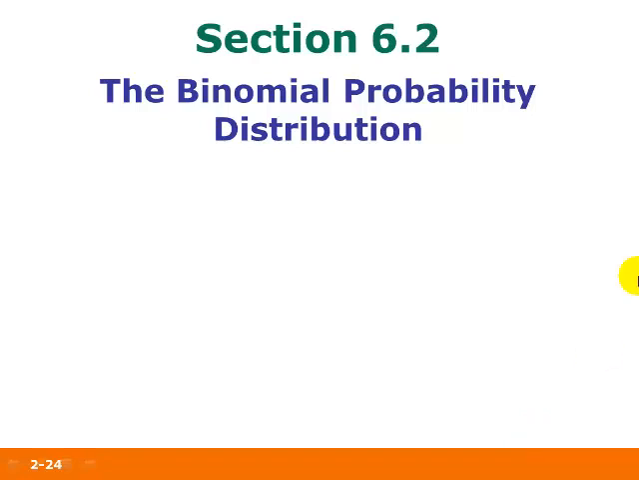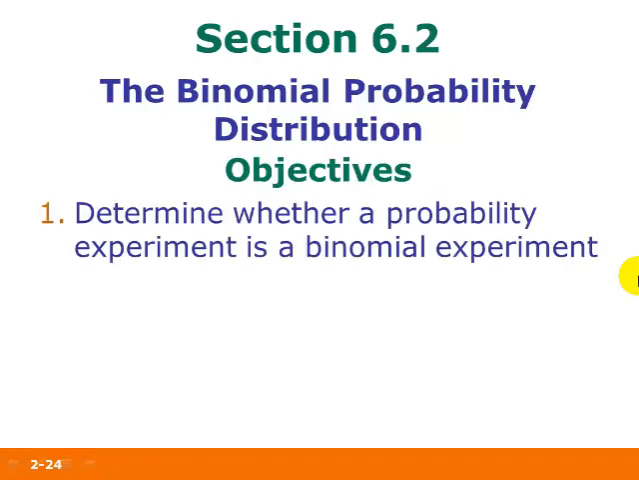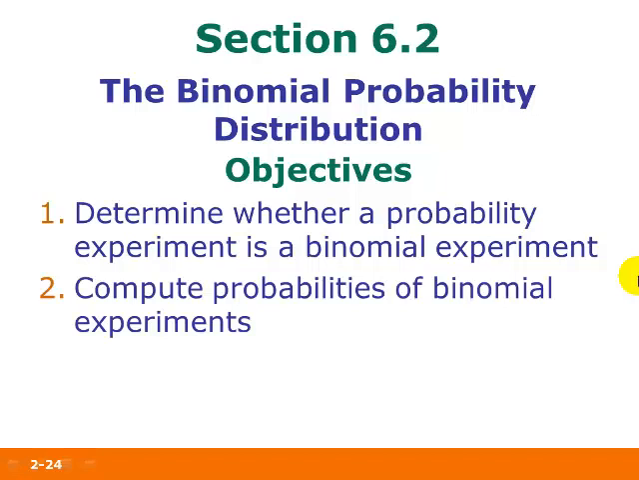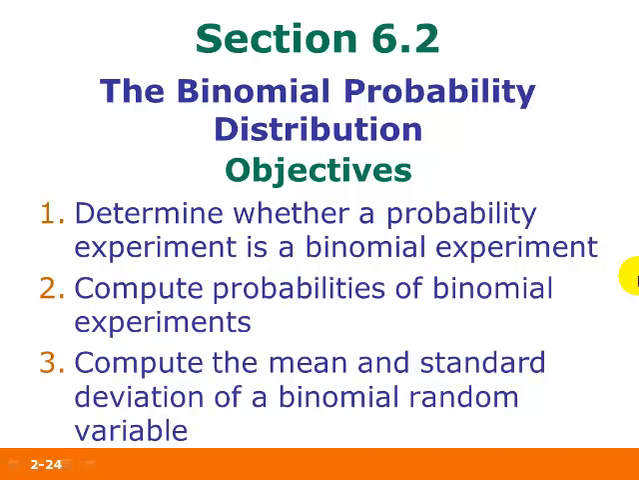Hi, this is your video for section 6.2 about the binomial probability distribution. The objectives for this section are: 1. Determine whether a probability experiment is a binomial experiment. 2. Compute probabilities of binomial experiments. And 3. Compute the mean and standard deviation of a binomial random variable.